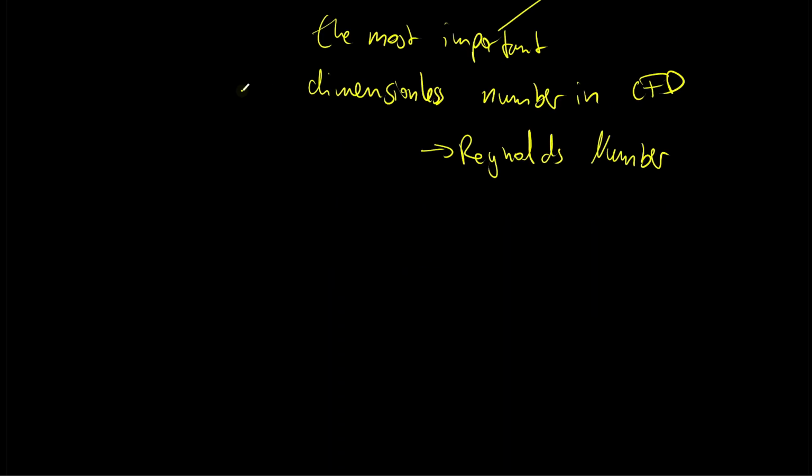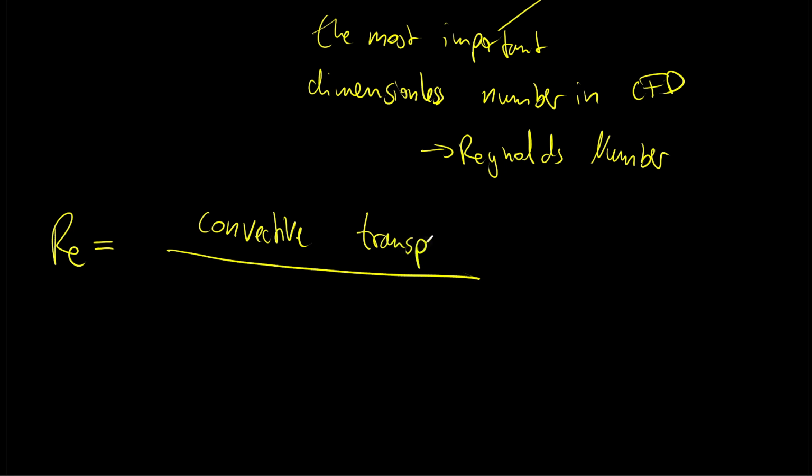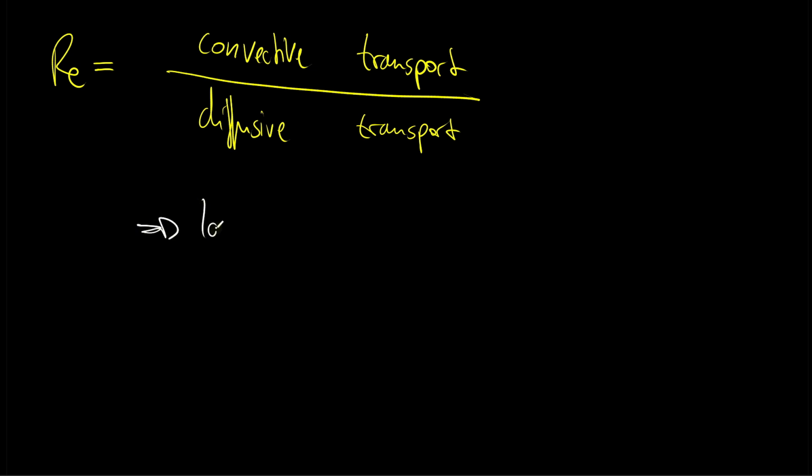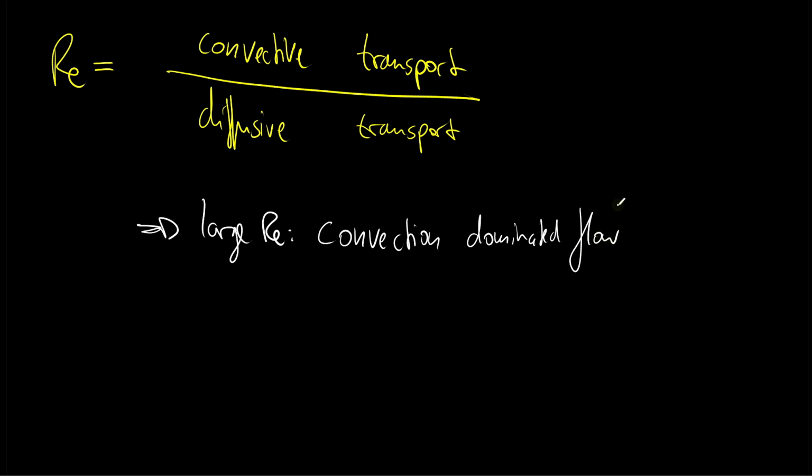The Reynolds number is roughly defined as the ratio between the convective transport and the diffusive transport in our equations. The diffusive transport is in the denominator. Based on that, we can of course derive that if we have a large Reynolds number, then we have a convection dominated flow, because then we have a large numerator, whereas if we have a small Reynolds number, we have a diffusion dominated flow.